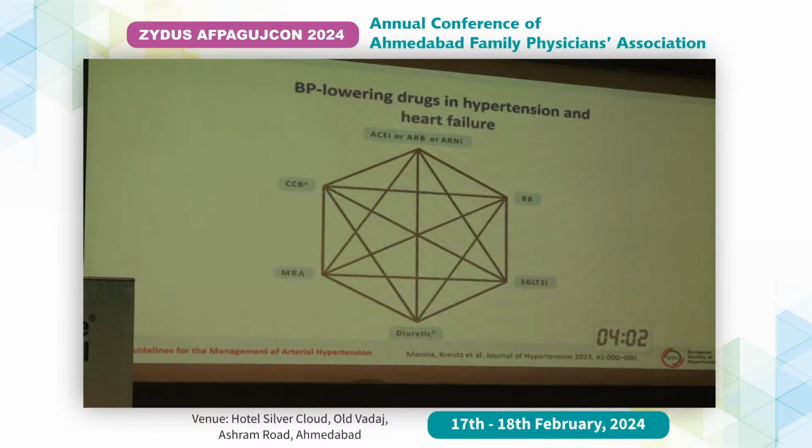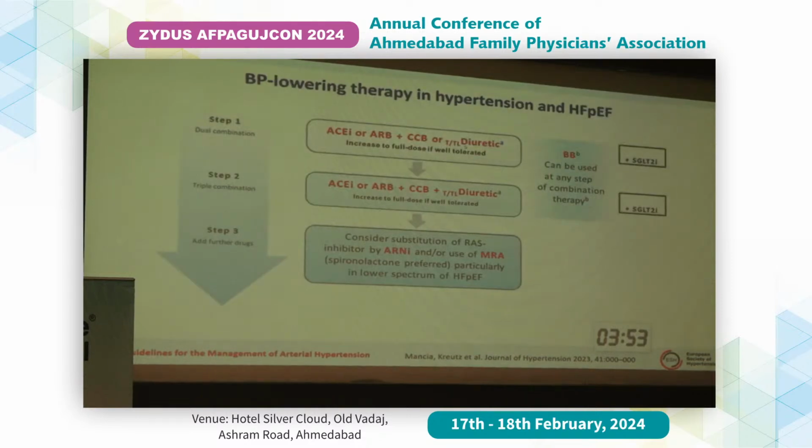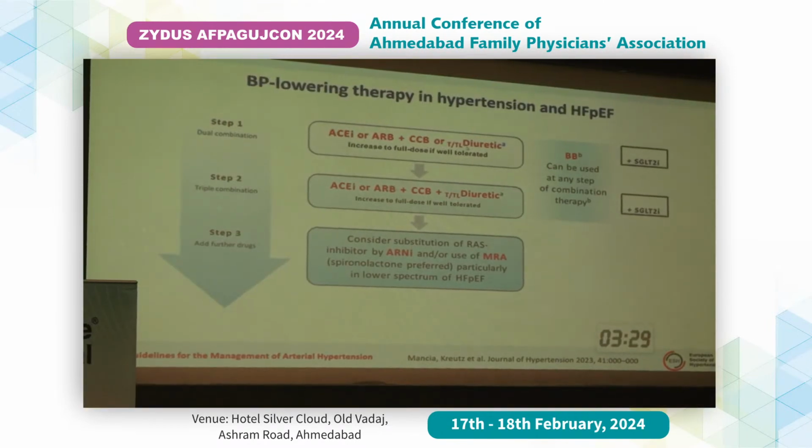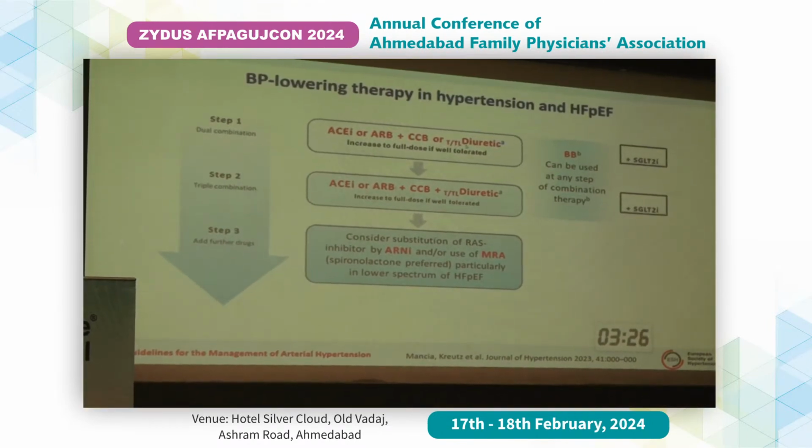And this is a gist of various drugs for blood pressure lowering that I talked about. Again, if a patient has heart failure with preserved ejection fraction, then it is a similar thing, but now the guideline shows that we need to add SGLT2 inhibitors as one of the drugs to improve the ejection fraction. We can start at step 1, irrespective of whether the patient is diabetic or non-diabetic, and we can consider substituting the RAS inhibitor with an ARNI agent or MRA preferred, particularly if the patient is not controlled by 3 of the drugs.